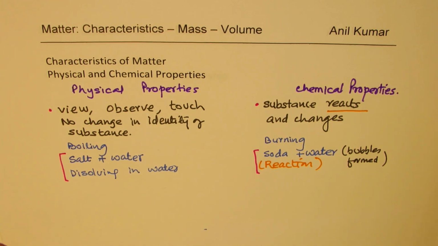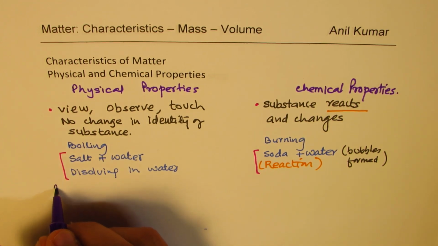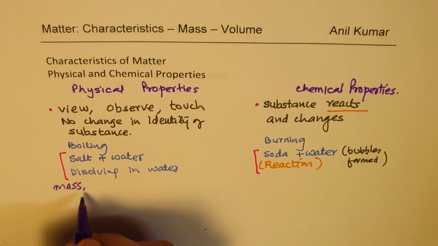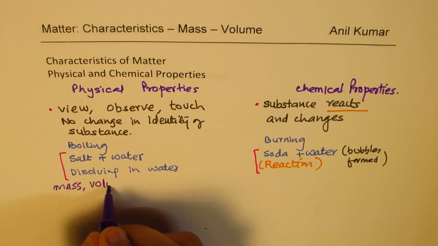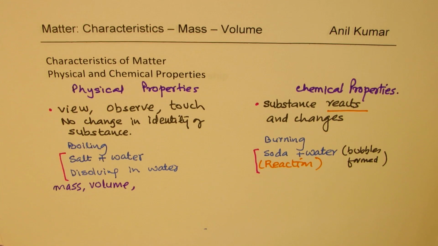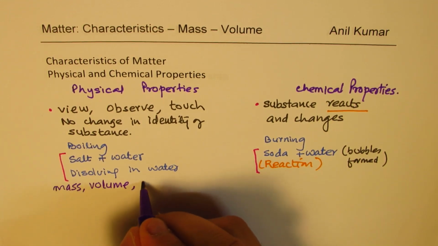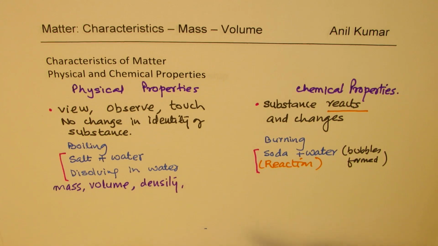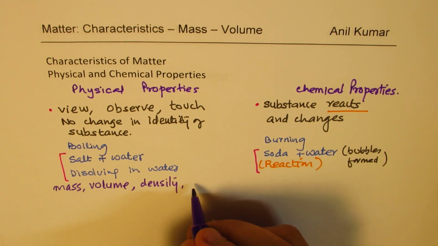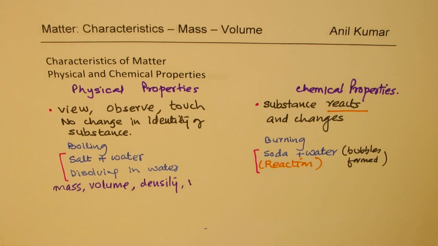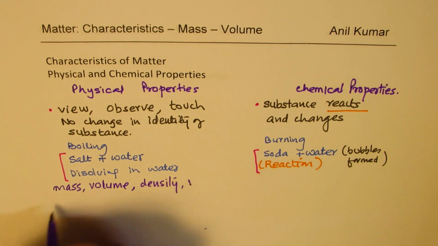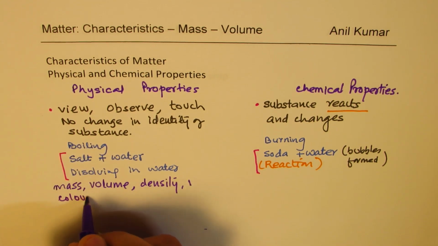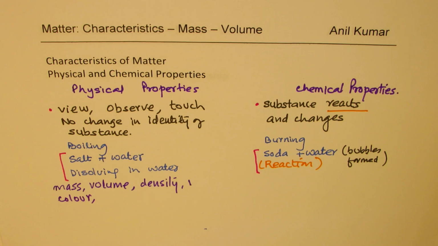So let me give you a good list here. We have mass. This is physical. Volume. This is physical. Do you understand? Density, how compact the matter is. You can touch and feel, right? Volume we have already taken. Color. So you can see the color.